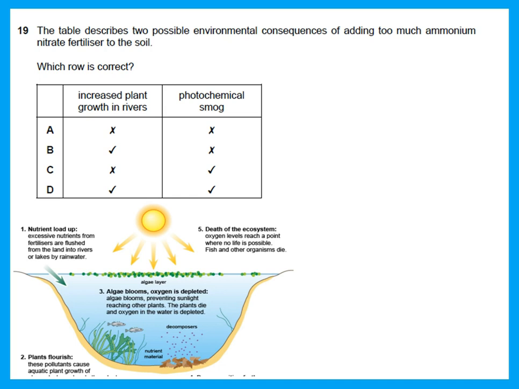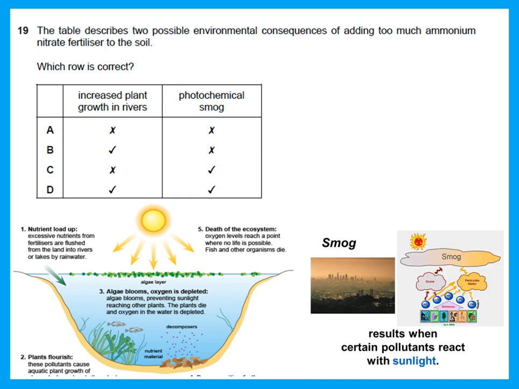Now, will the fertilizer cause photochemical smog? What is photochemical smog? Photochemical smog is the result of pollutants reacting with sunlight. So the sunlight affects some of the pollutants. So this doesn't have anything to do with fertilizer. So my answer is D.